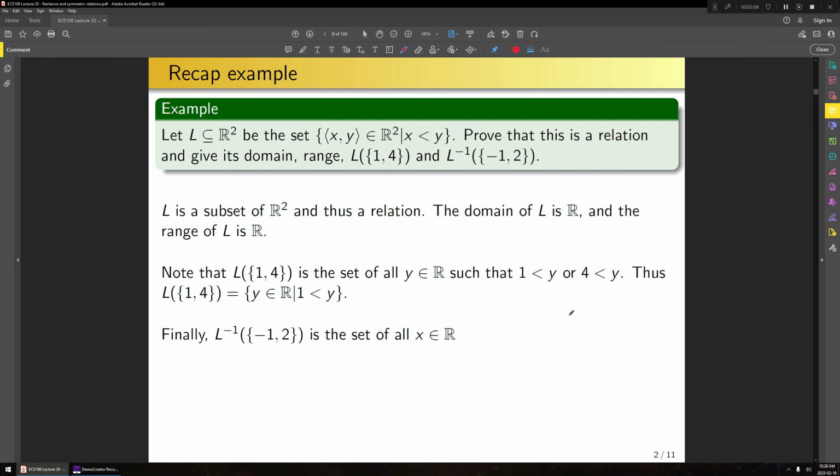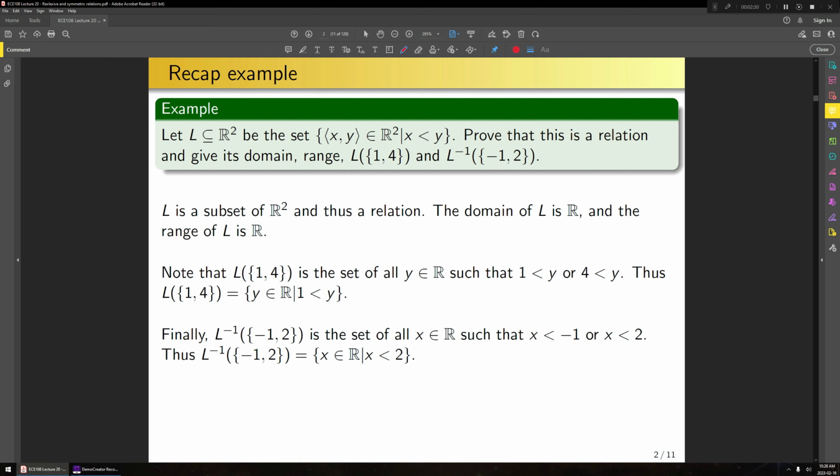And finally, for this guy, we just ask the opposite question. What are the X's? So here, we want the set of all the X's that are related to minus 1 or 2. So we get these two. Again, draw your little number line. Minus 1's here, 2's here, 2 wins out. So 2.